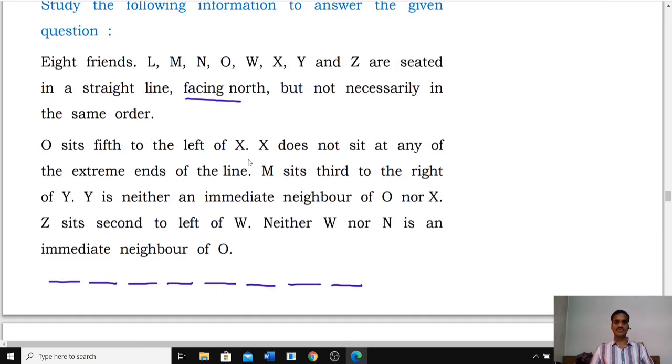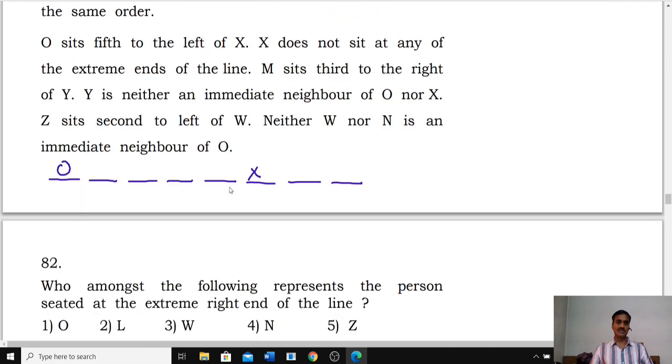O sits fifth to the left of X. If O is fifth to the left of X, then X will be here. 1, 2, 3, 4, 5. Okay, second case, O and X. M sits third to the right of Y. Y is neither an immediate neighbor of O nor X. Z sits second to the left of W, and N is not an immediate neighbor. Hence, we have to write down the different possibilities.